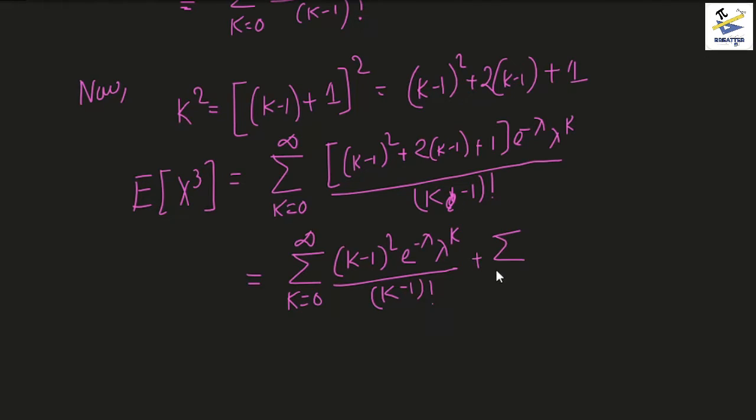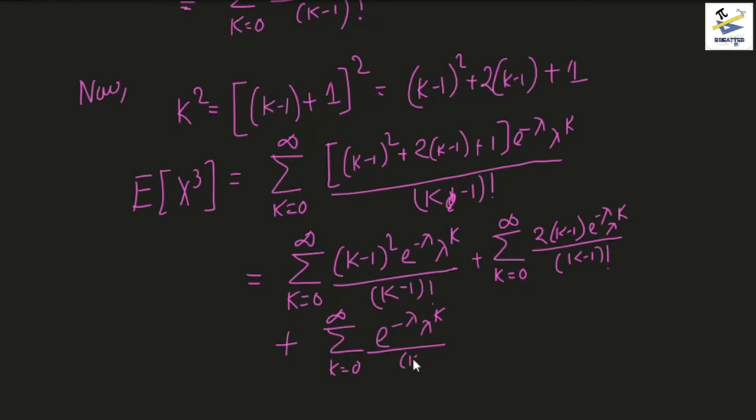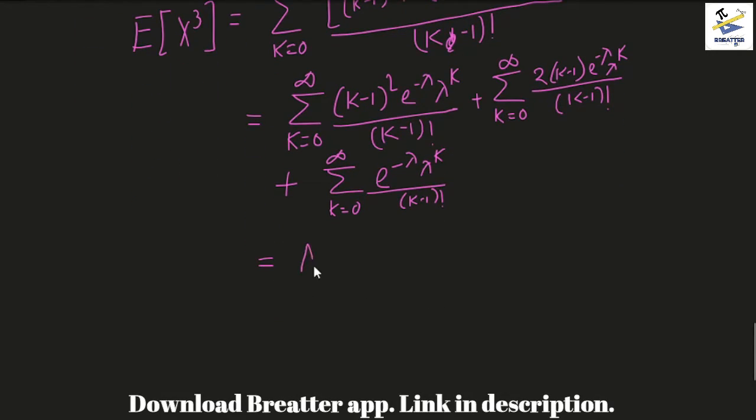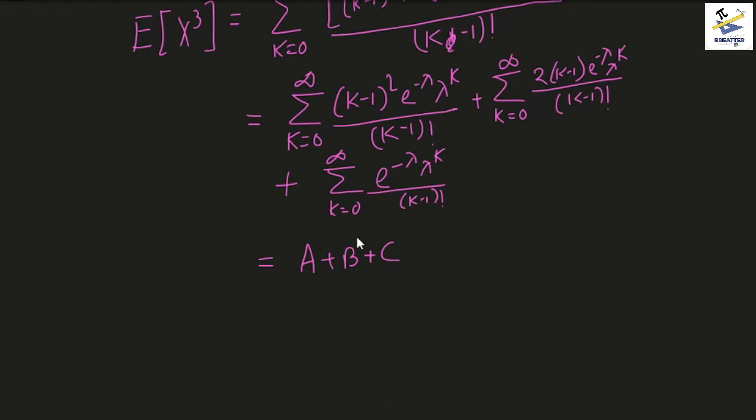Plus summation k equals 0 to infinity 2 into (k minus 1) into e to the power minus lambda, lambda to the power k by k minus 1 factorial, and the third summation would be summation k equals 0 to infinity e to the power minus lambda, lambda to the power k by k minus 1 factorial. So let us name the sums A, B and C. So let this be A plus B plus C, and we would be trying to evaluate A, B, C individually and then add the results of the summation together to find out the answer, right?